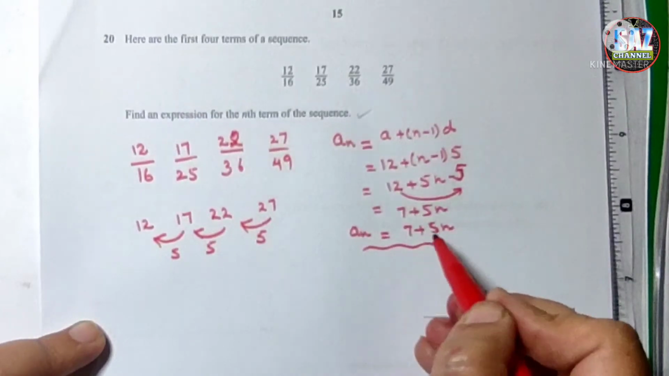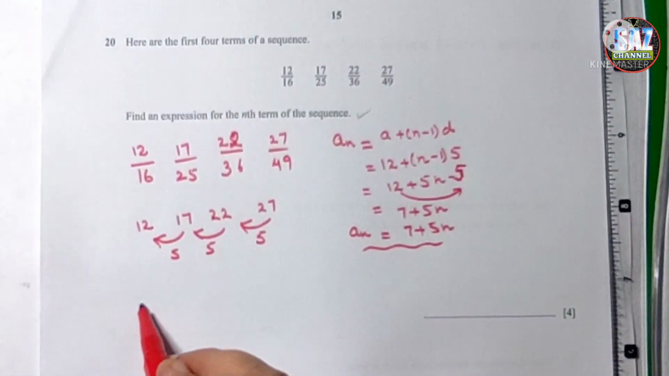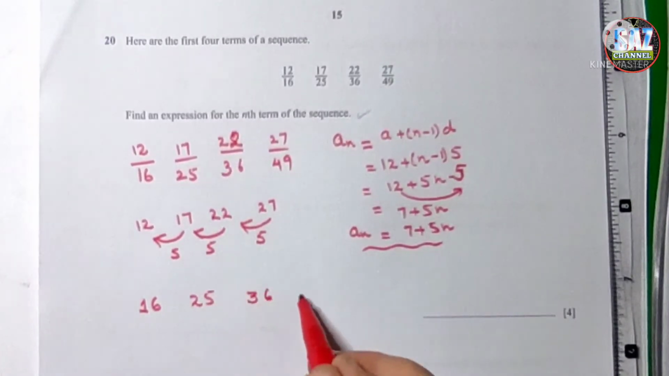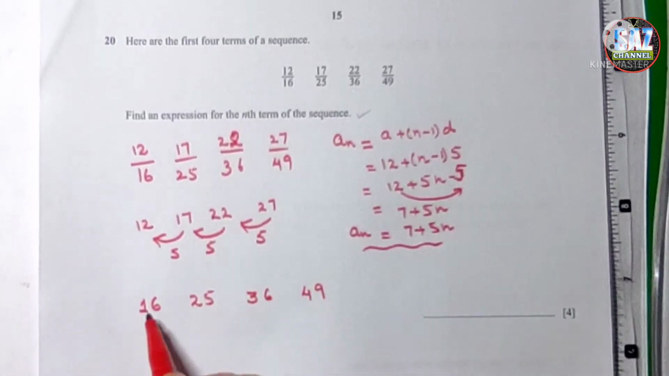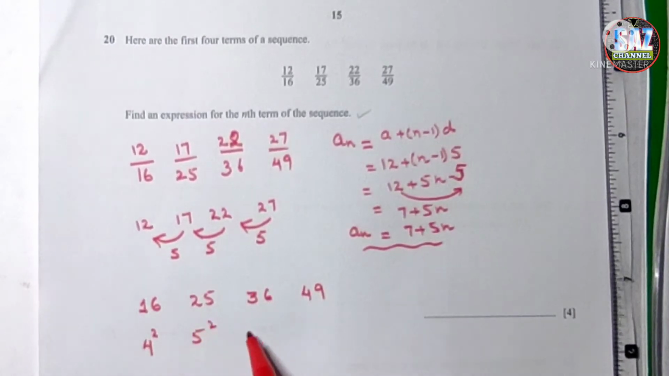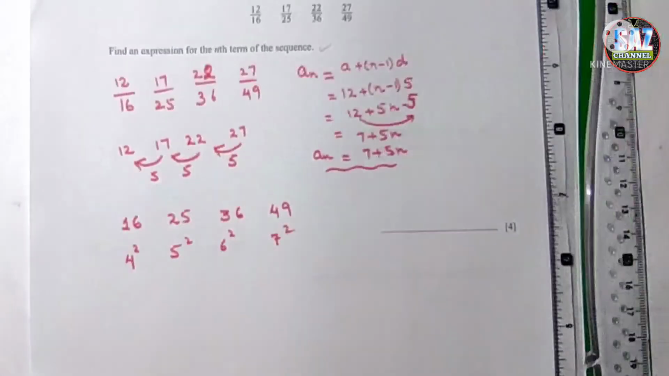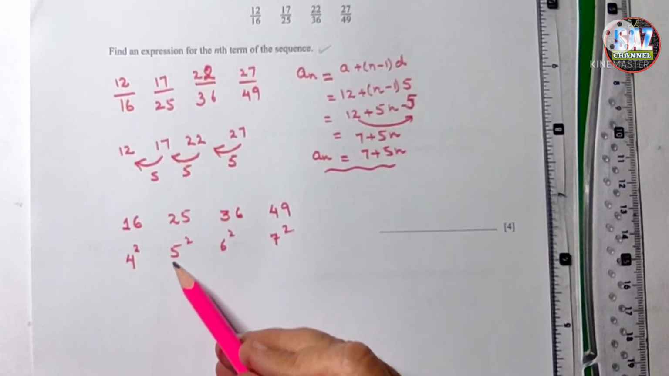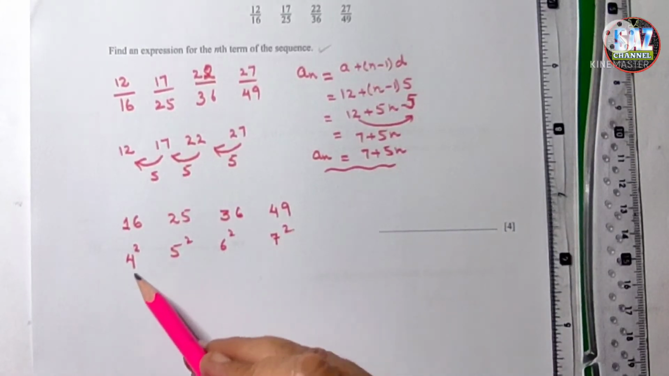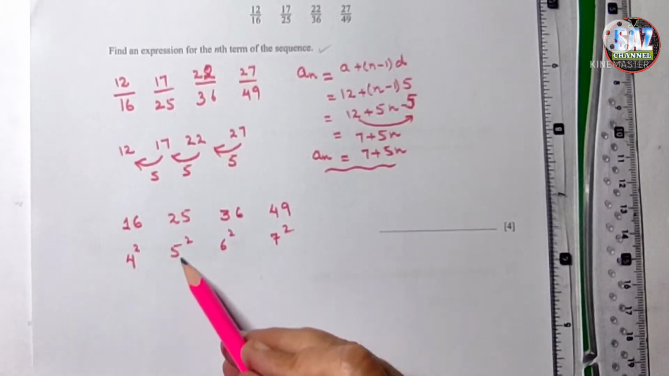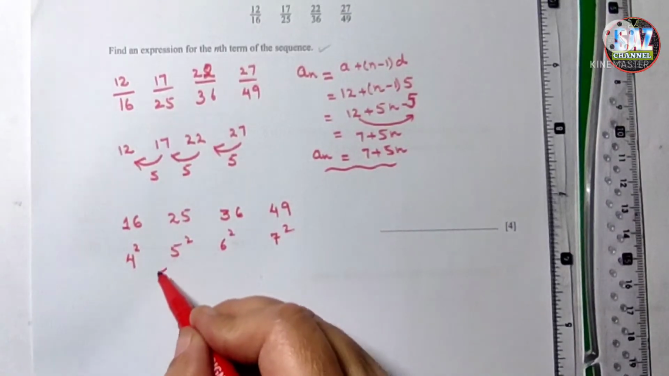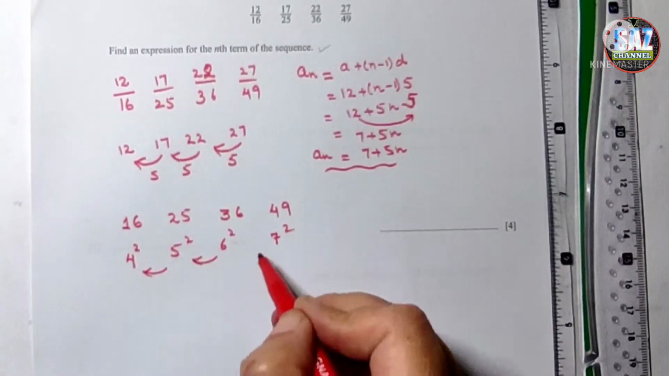Now let's talk about the denominator, that is 16, 25, 36, 49. They are perfect squares. So for 16 I can write 4 square, this is 5 square, this is 6 square, and this is 7 square. Then observe the base numbers, 4, 5, 6, 7. Every next term we can obtain by adding 1 to the previous. Again, this is a linear sequence. The first differences are the same.